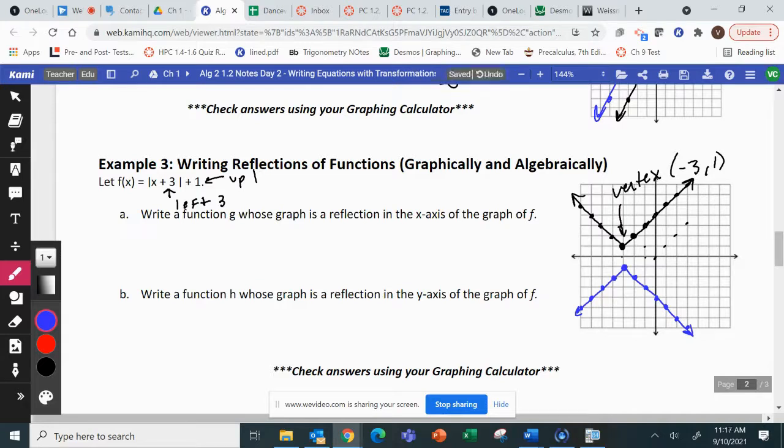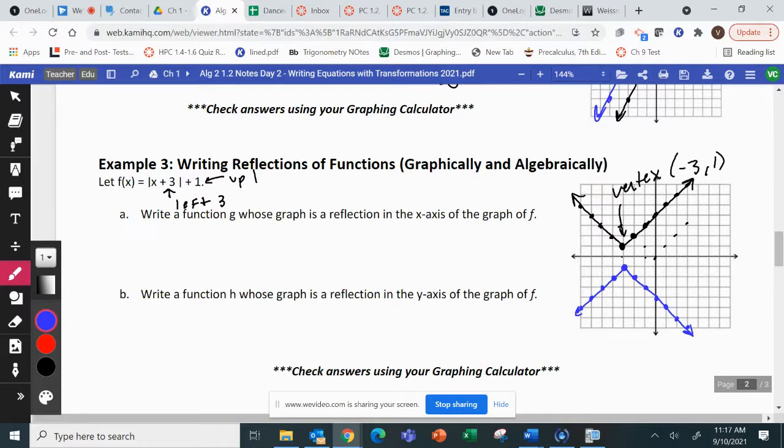So there's two ways we could do this. We could either use our knowledge of what makes a reflection and do that to the equation, or we can look at the picture and figure out the equation from the picture. I'm going to go through both. So let's look at the picture. I know it's an absolute value, right? Yeah, because it's a V-shape. And what do I notice about the V-shape?